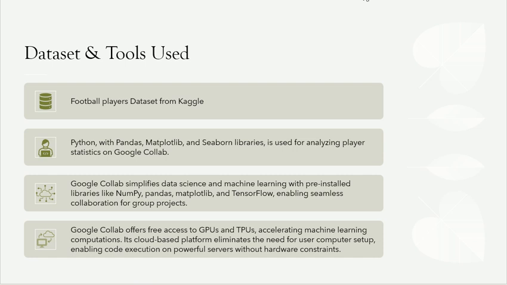Google Colab simplifies data science and machine learning with pre-installed libraries like NumPy, Pandas, Matplotlib, and TensorFlow, enabling seamless collaboration for project groups. Google Colab offers free access to GPUs and TPUs, accelerating machine learning computations. It's a cloud-based platform that eliminates the need for user computer setup, enabling code execution on powerful servers without hardware constraints.